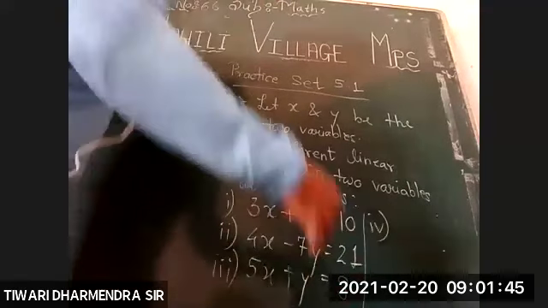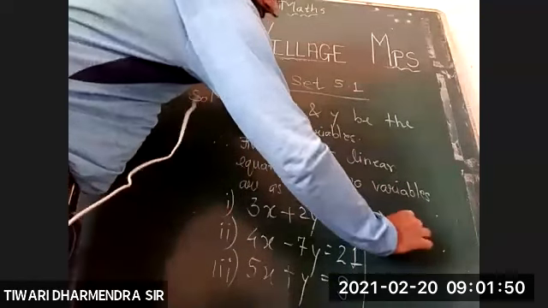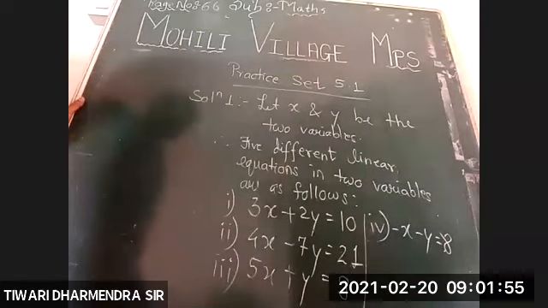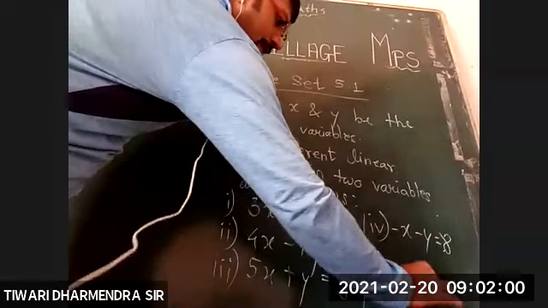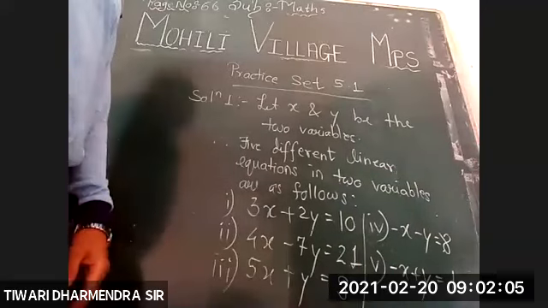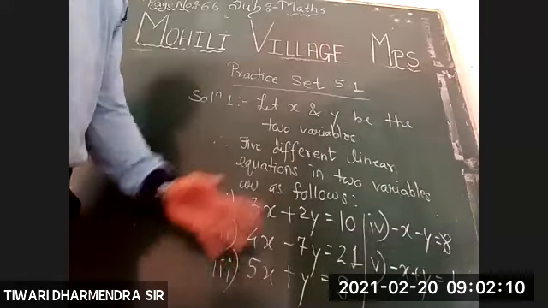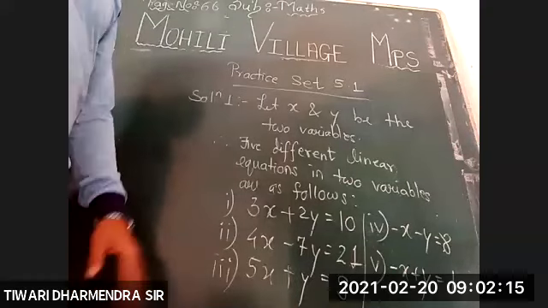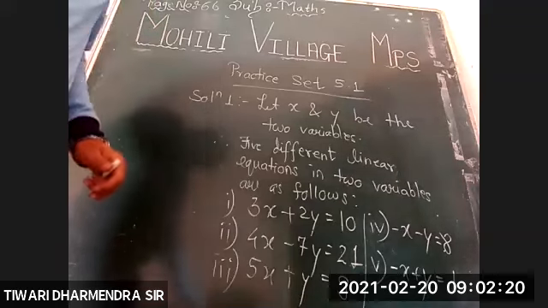Fourth, minus x minus y equal to 8. Fifth, minus x plus y equal to 1. Yeah, all of these are different. As we can see, all are different linear equations in two variables. Hope you have understood. So let's rub this.